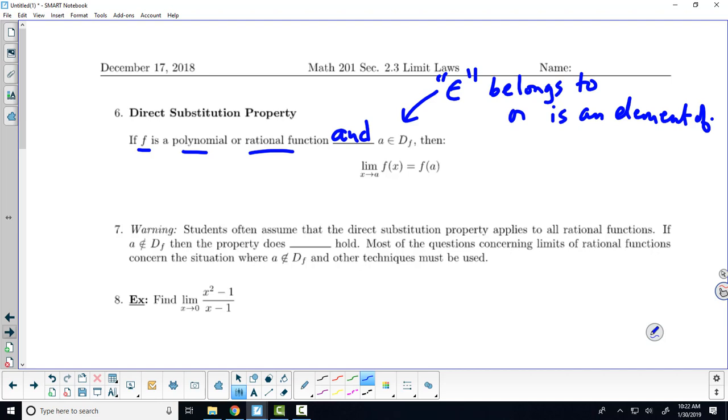Okay? So if we've got either a polynomial function, remember those? Just powers of x times constants, and then you add them together. Or a rational function, that's one polynomial divided by another polynomial, then taking limits is not too exciting, provided the limiting value is in the domain of f. Okay? So what does this say? Taking the limit gives the same result as simply plugging the number into the function.